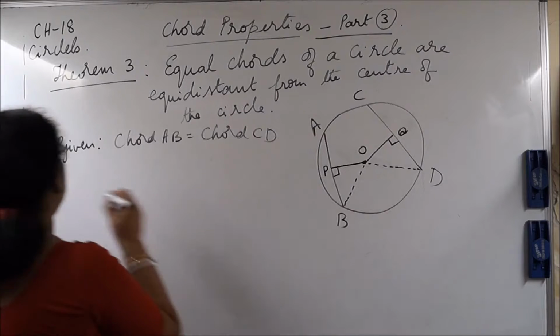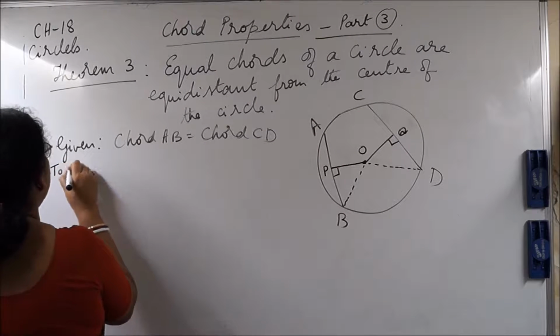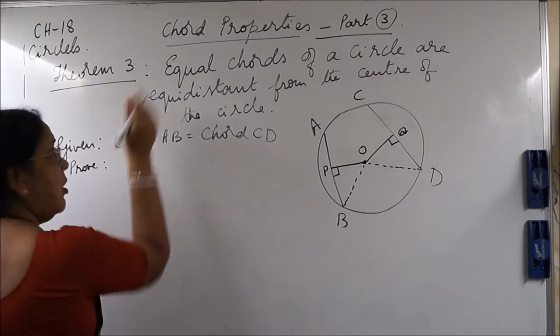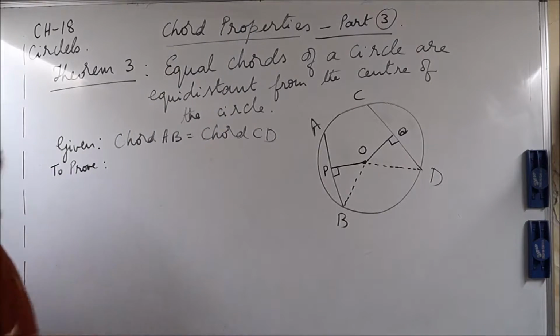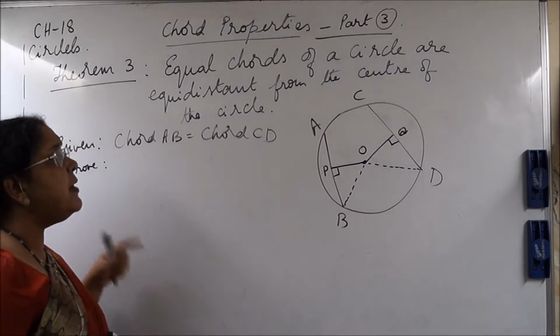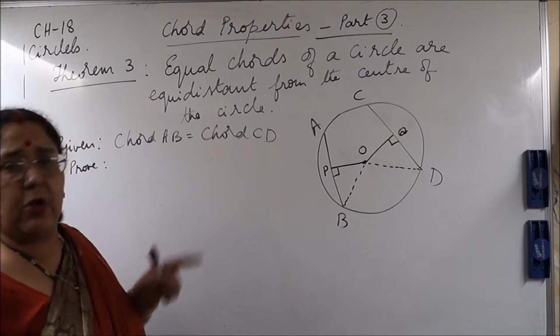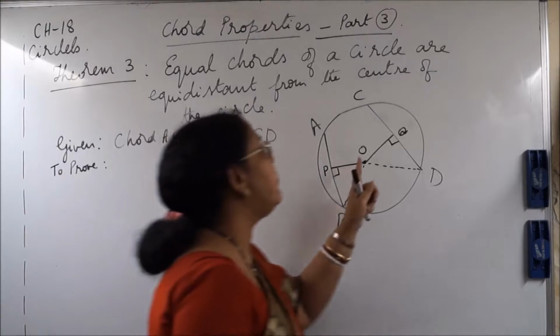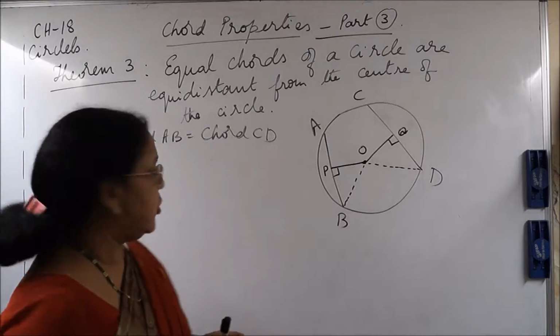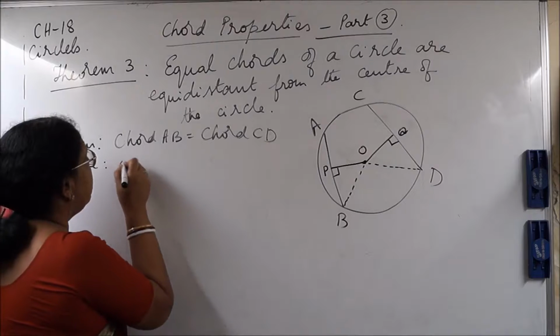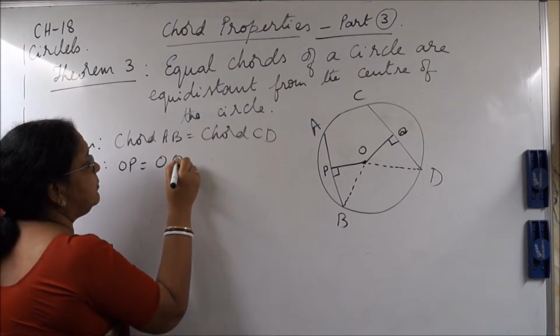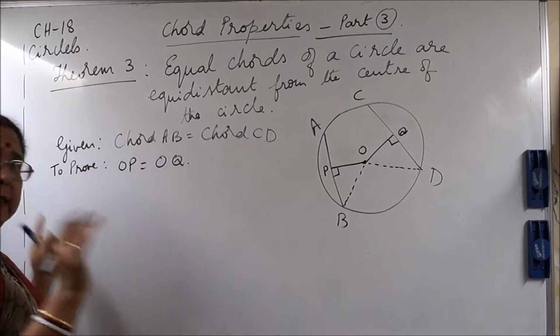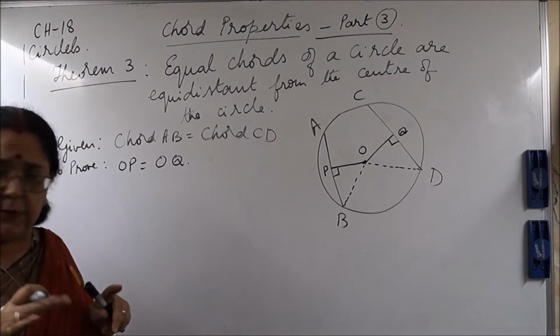Now let us write what we need to prove. It is already proved that it is universally true; we are just showing you that it is true. What is it that we want to verify? Whether, if chord AB and chord CD are equal, they are equidistant or not. In order to prove that, we have to see whether OP is equal to OQ or not. If we prove that, then we can accept, yes, the chords are equidistant from the center.